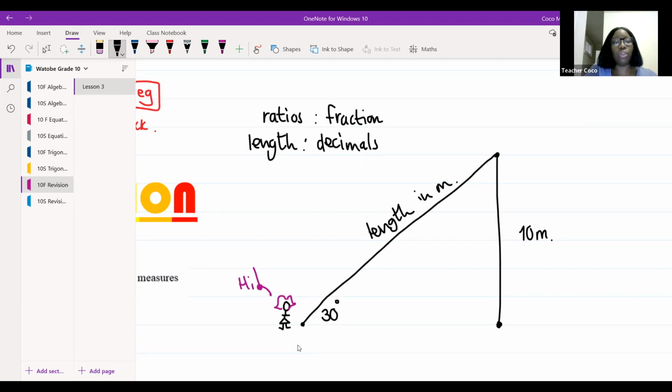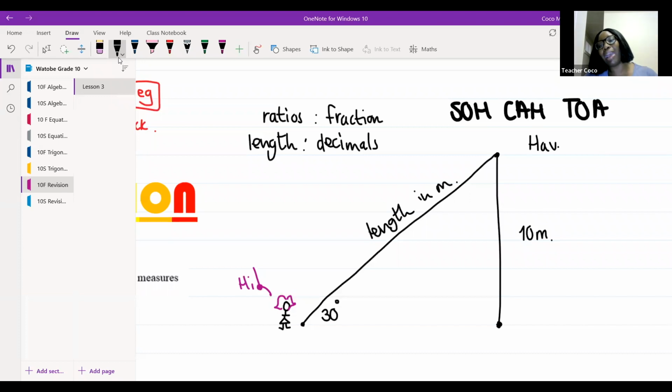All right, so let's look at our mnemonic device, guys. I've got SOH CAH TOA. Tell me in the chat, what information do I have? What have they given me? In relation to my angle, what information have they given me?